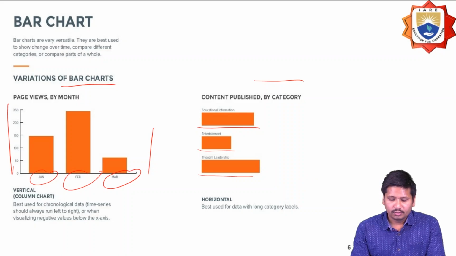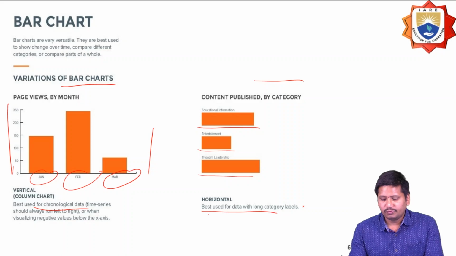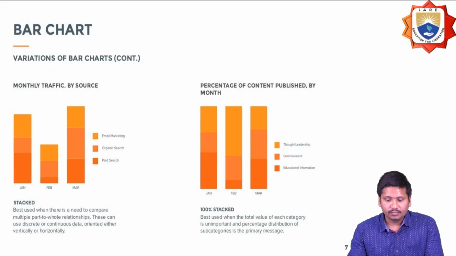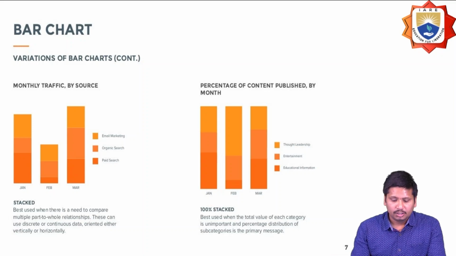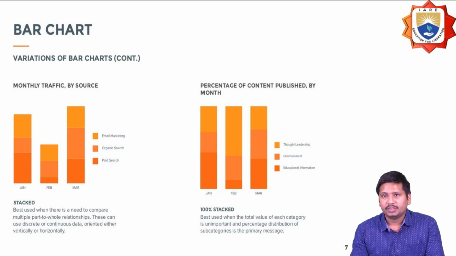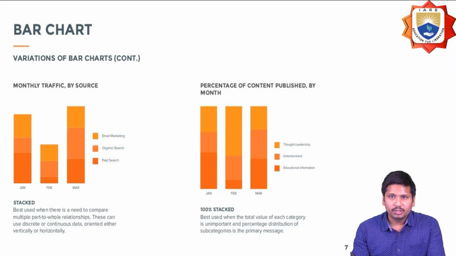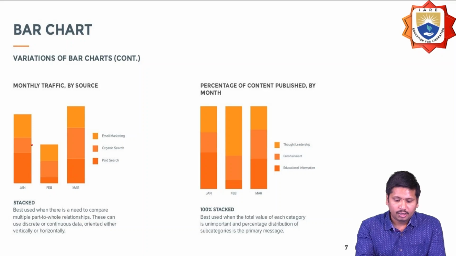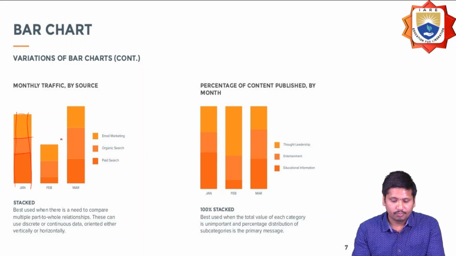In the vertical one, the data should be in chronological order, and negative values may appear below the x-axis. And the horizontal one is best used for data with longer categorical labels. So these are some of the variations among the bar charts. Some other kinds of bar charts are also available, like the stacked bar chart and the 100% stacked bar chart. When it comes to the stacked bar chart, the bar is categorized into different proportions.